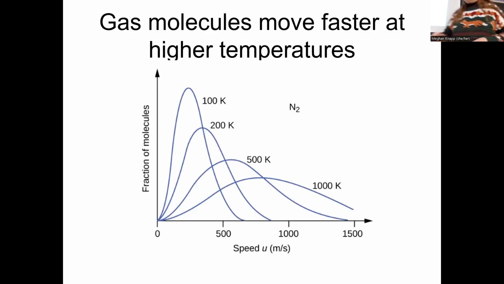All right. So when we change the temperature, the curve moves. They all start at 0. But when I have a cold temperature, more of them are going to be going at that slower speed. And when I have a higher temperature, more of them are going to be spread out. Okay. So the 100K, 200K, 500K, those are the temperatures.